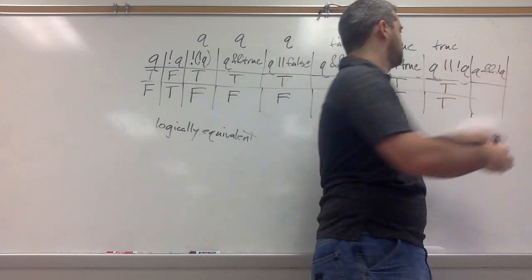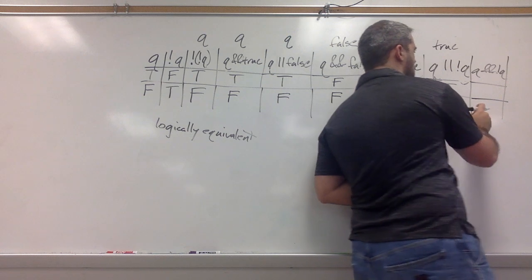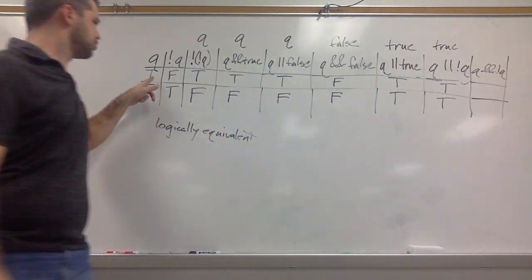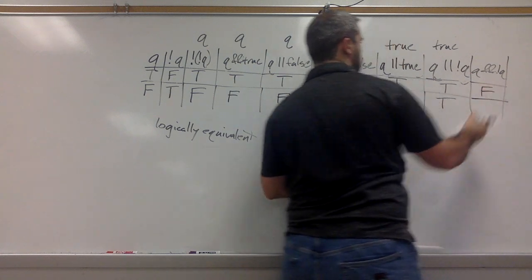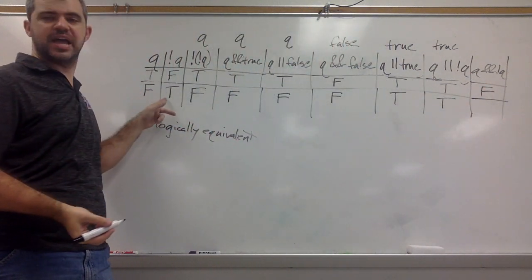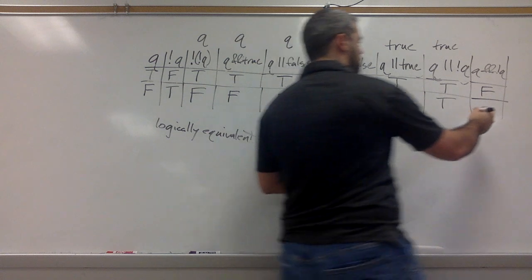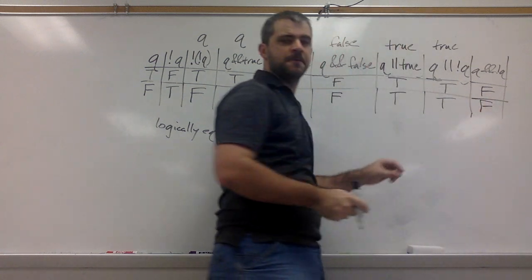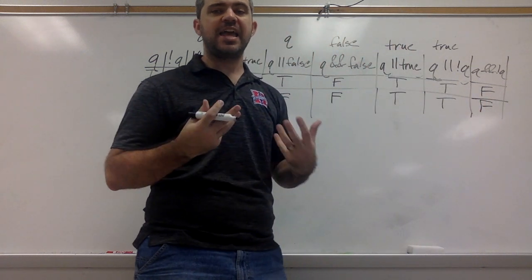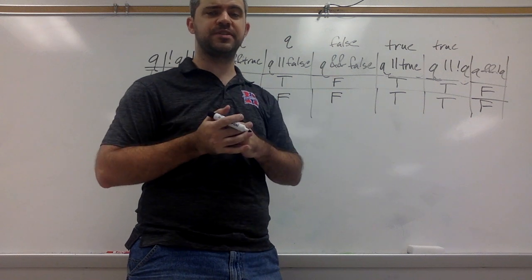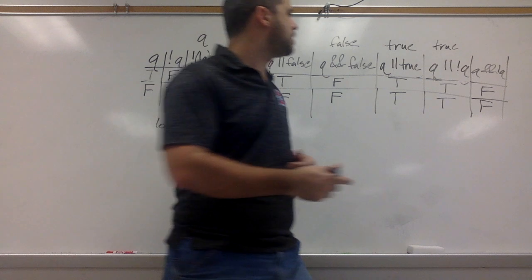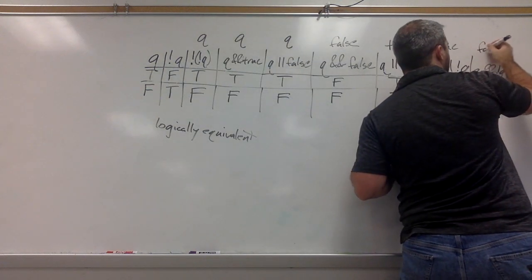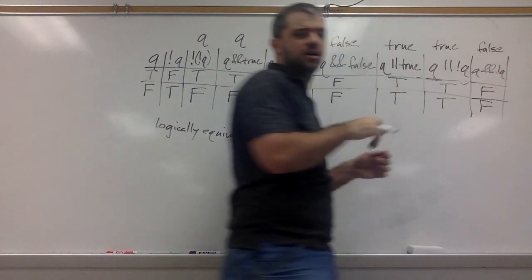Q and not Q. Well, we could have true and false, which is false. We could have false and true, which is also false. Again, I know I'm always going to have a true and a false statement. I need them both to be true, and that's never going to happen. So this guy is going to be false.